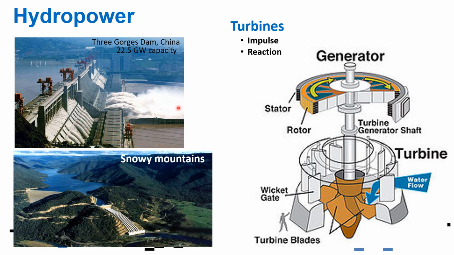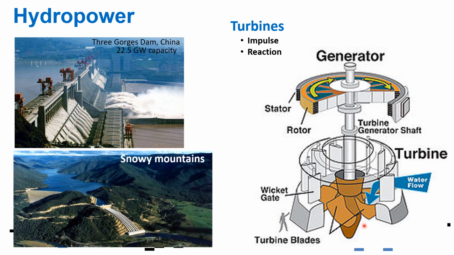Of course, when we talk about hydropower, we need equipment that would enable the generation of electricity from the flowing water. In this way, we need a turbine for that, a water turbine. For a water turbine, there are two kinds: we have the impulse type and the reaction type of turbine.